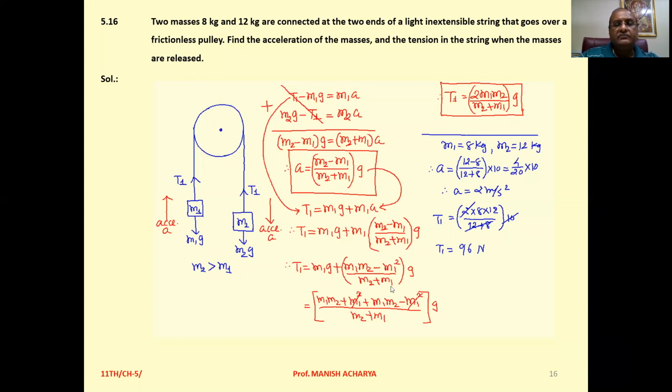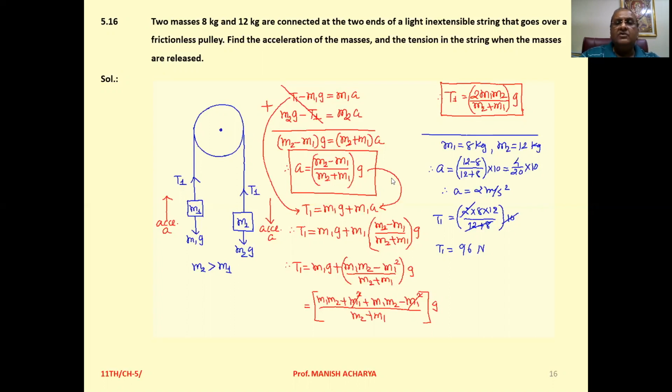Now take (M2 plus M1) as the LCM. Take g common from both the terms. So we can write M1 into (M2 plus M1), that is M1 square plus M1M2, and minus M1 square, so M1 square cancels. Resultantly, we will get T1 equal to 2M1M2 upon (M2 plus M1) into g. So this is the equation for tension and this is the equation for acceleration.